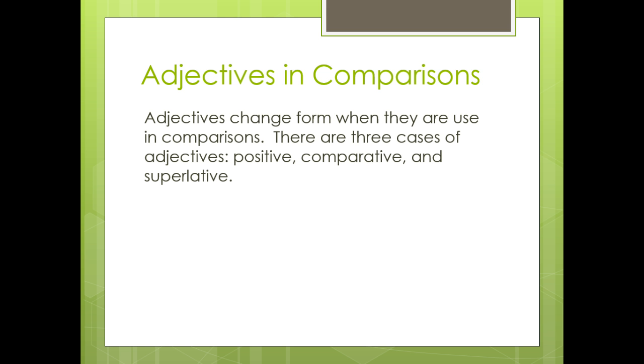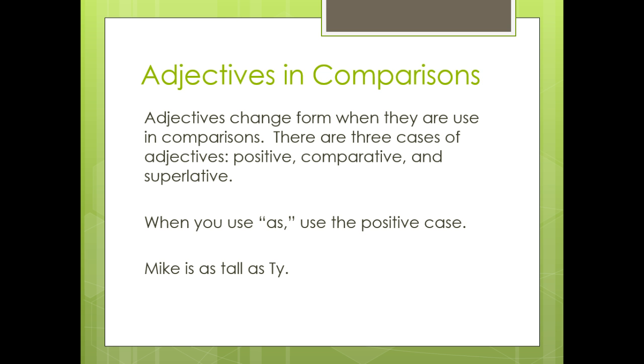There are three cases of adjectives: positive, comparative, and superlative. The positive case is used when you're comparing two like things. For example, Mike is as tall as Ty. Here the adjective is the word tall.